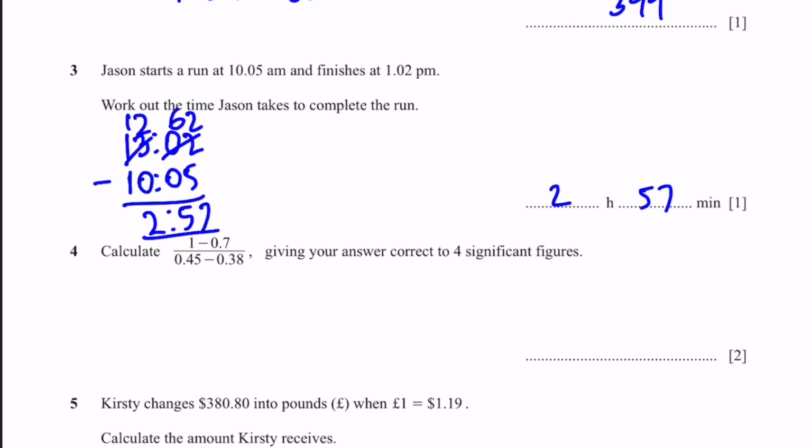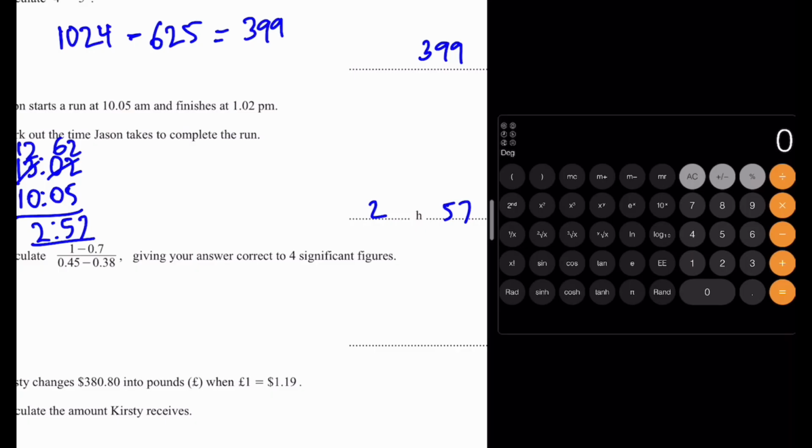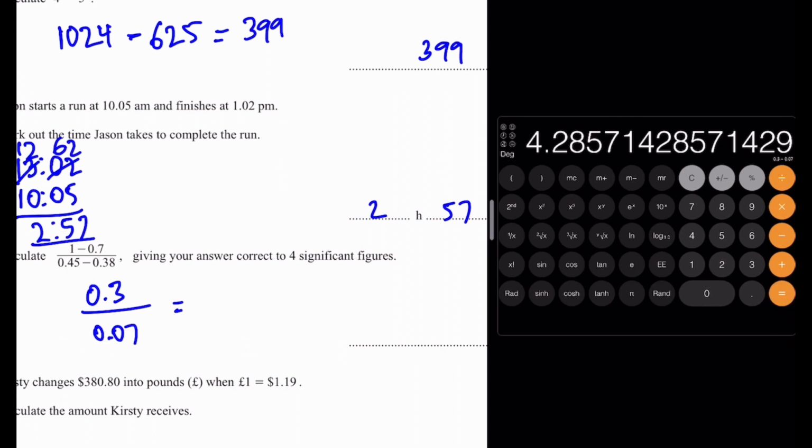Question 4. Calculate (1 minus 0.7) divided by (0.45 minus 0.38), giving your answer correct to 4 significant figures. Let's get our calculator out. Alright, so 1 minus 0.7 is 0.3, and we divide that by 0.45 minus 0.38. That becomes 0.07. And let's do this on our calculator, where we get 4.286 to 4 significant figures. That's the answer.